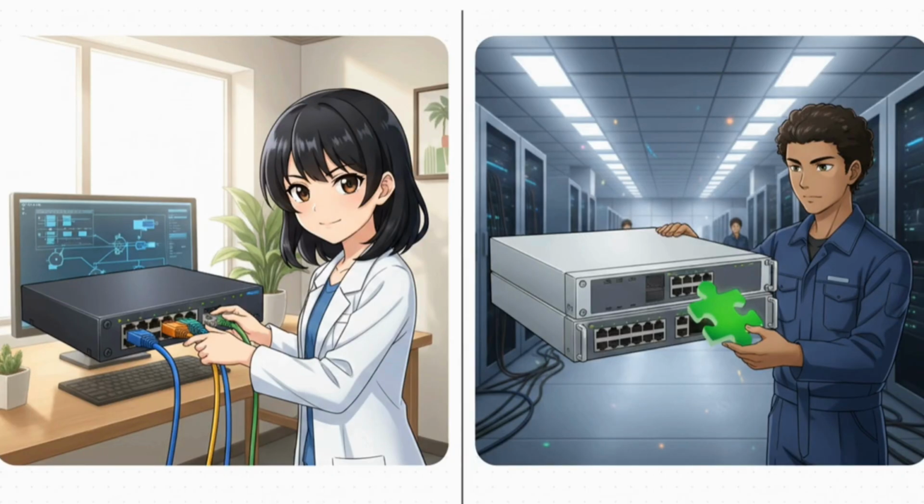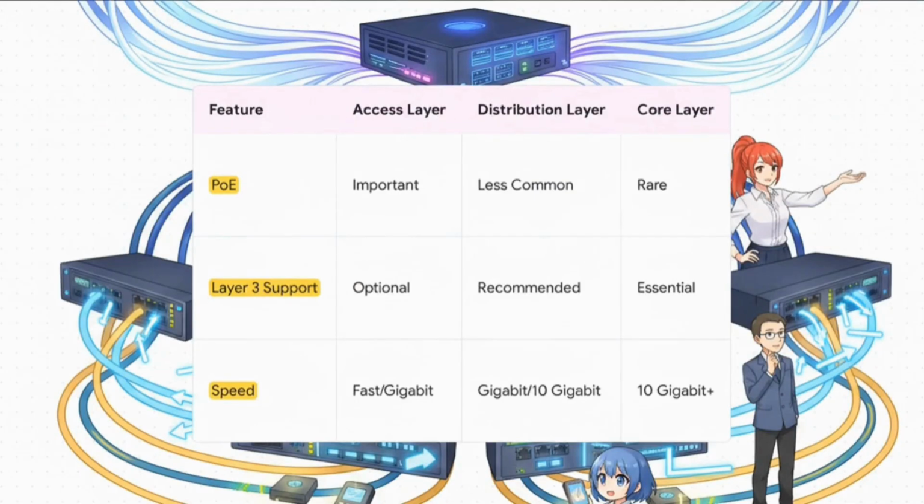On the other side, you've got modular switches. Think of these like Legos for your network. They're built for flexibility, letting you add new modules with more ports or different features as your needs grow. And this table really brings it all together. Take a look at PoE, or Power over Ethernet. You know how your office phone gets power right from the network cable? That's PoE, and it's why it's so important down at the access layer, where those devices live.